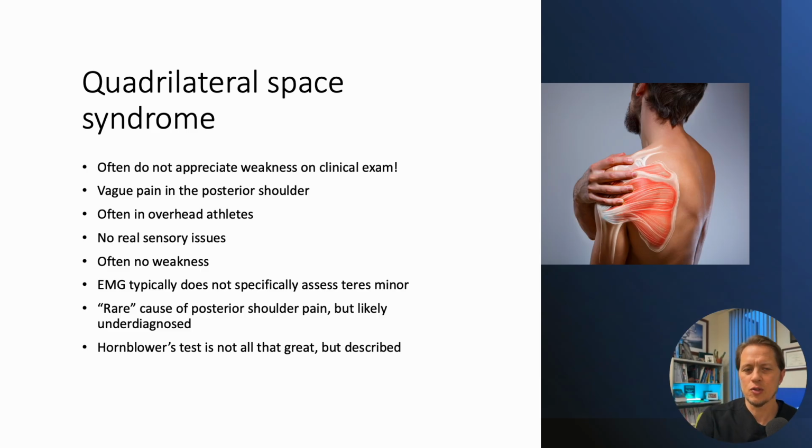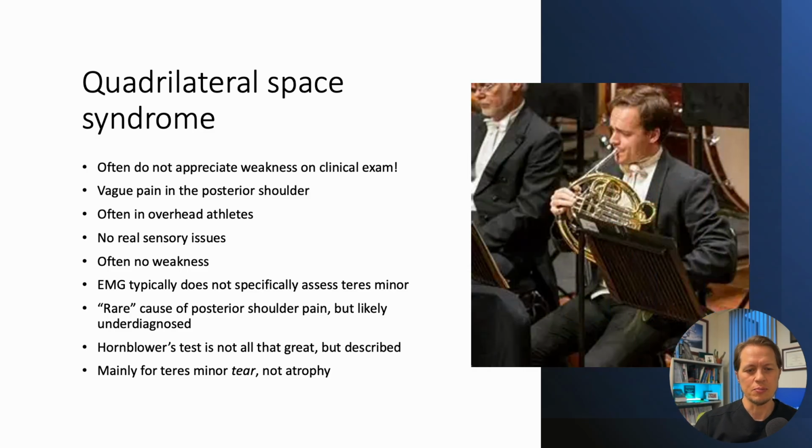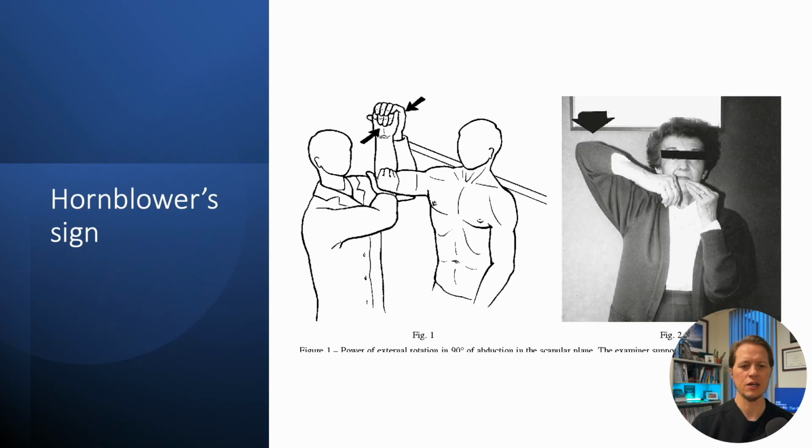There is a physical exam maneuver described regarding the teres minor. It's been called the hornblower's test, but it's not great. It's really for a teres minor tear and how it was originally described, not really for atrophy and weakness. But if you want to know, the French horn, the hornblower sign, they hold their arm, kind of one arm up and one arm down. So the physical exam, this is the classic one that is often used in a lot of presentations.